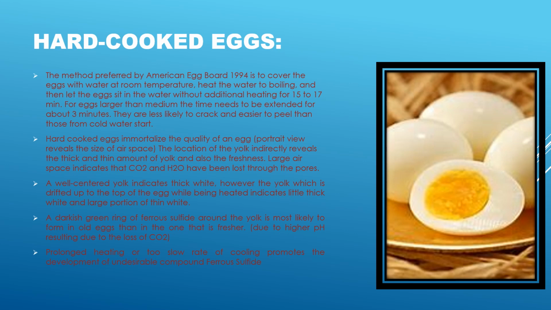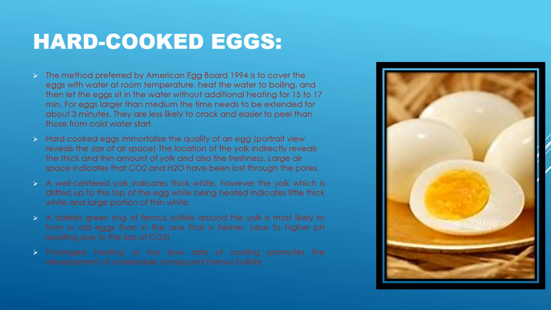You may have seen a darkish green ring, which is ferrous sulfide, around the yolk. It is most likely to form in old eggs rather than in fresher eggs. It is due to the higher pH resulting from loss of carbon dioxide. The firmness of the coagulated white is influenced by the final temperature reached in the egg and in the water.